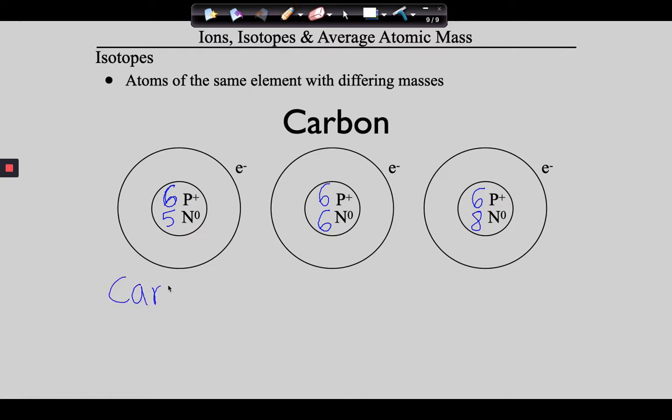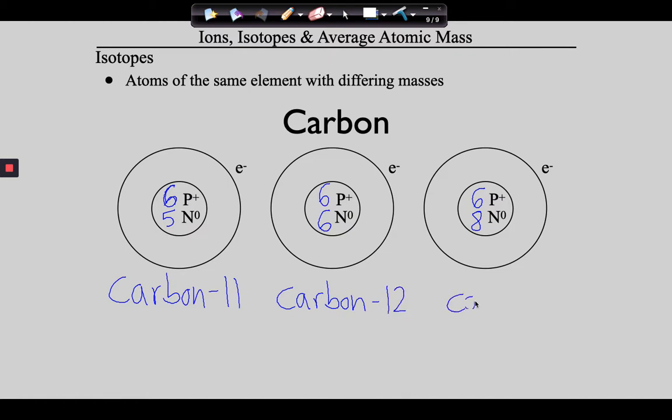So guys, this is carbon, but what would that carbon atom weigh? How much does an atom weigh that's got 6 protons and 5 neutrons? 6 plus 5 is 11. So guys, this is what is called carbon-11. Now, what about a carbon atom that's got 6 protons and 6 neutrons? Well, that weighs 12.